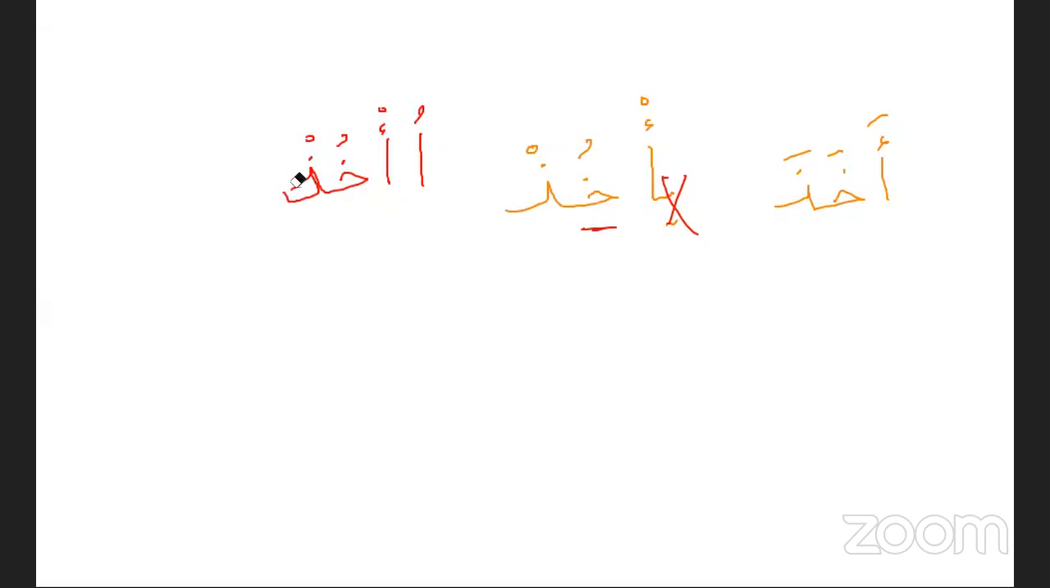Handwriting is a bit poor. Let's come back to that. U'khudh. And because of these two Hamza al-Wasl, with this one over here, it was easier for the Arabs to remove these two Hamzas and directly say khudh, take. Okay, now fi'l amr became khudh.